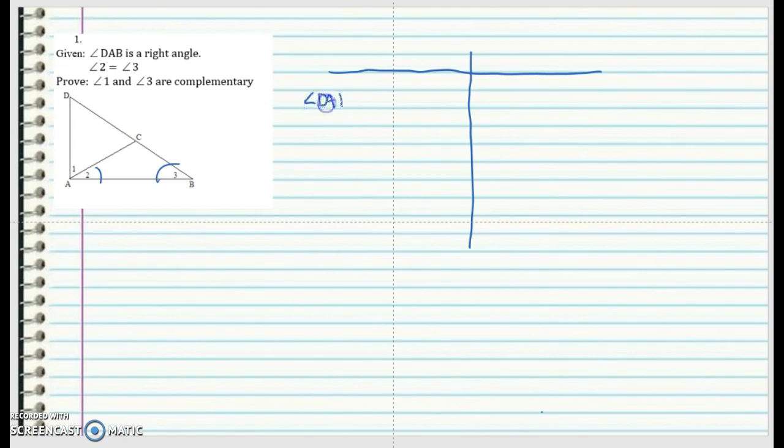Angle DAB is right, and angle 2 is equal to angle 3. Now, if we know DAB is right, then we know that 1 and 2 have to add up to be 90 degrees. So we have to actually go through and say that. So I'll start off by doing the angle addition postulate. Angle 1 plus angle 2 equals angle DAB.